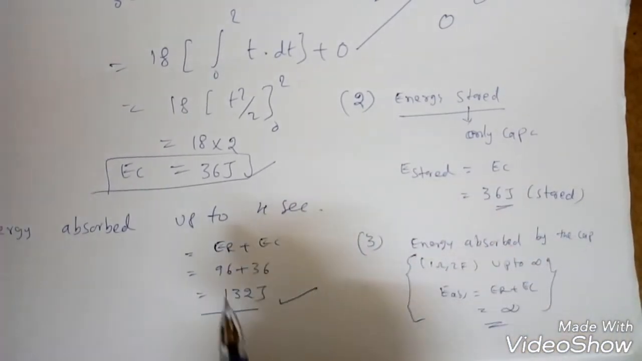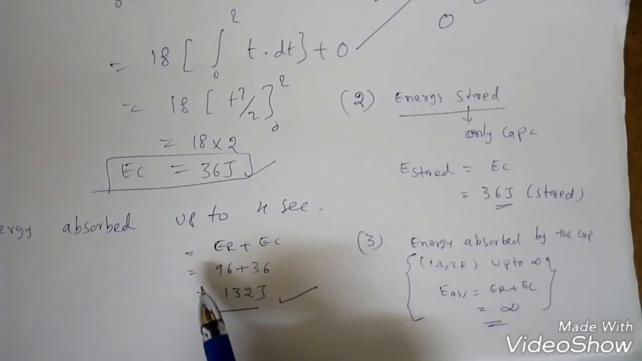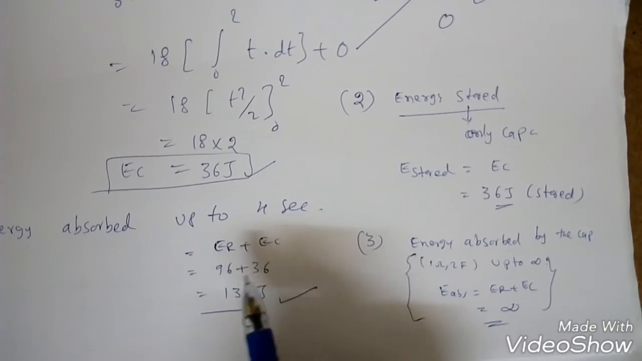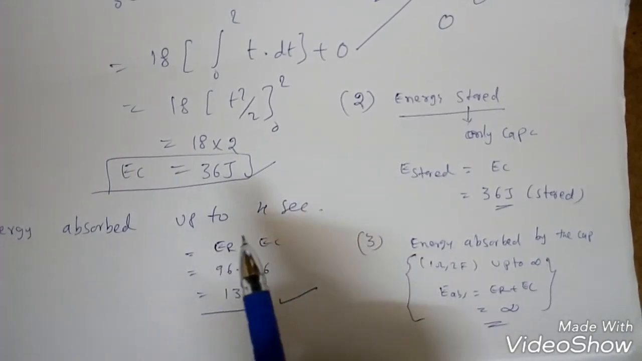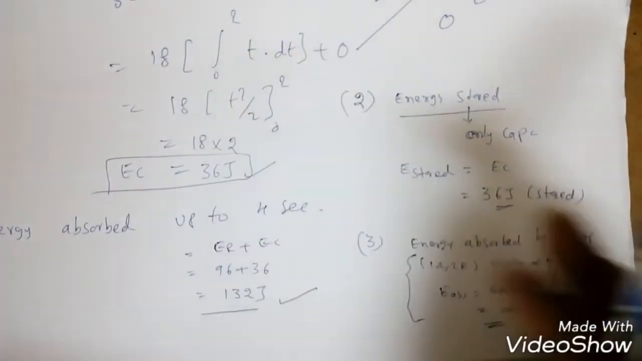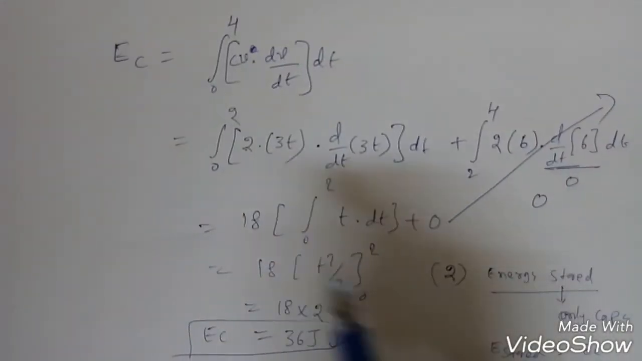So this is about the energy and power in the capacitor and inductor. Try to do one or two more problems using these formulas, C V dV by dt for the capacitor, and L i di by dt for the inductor.